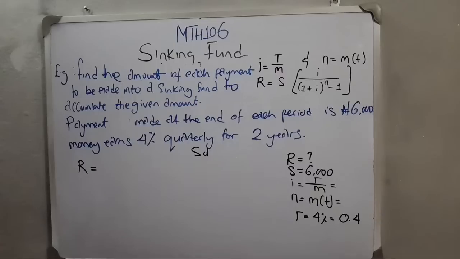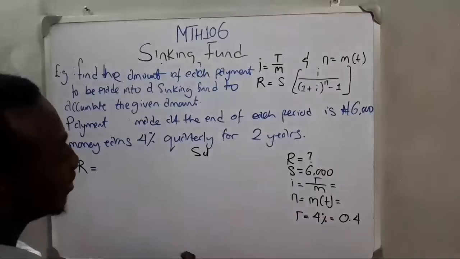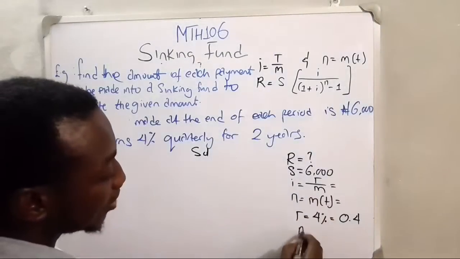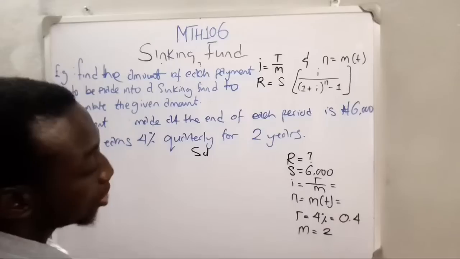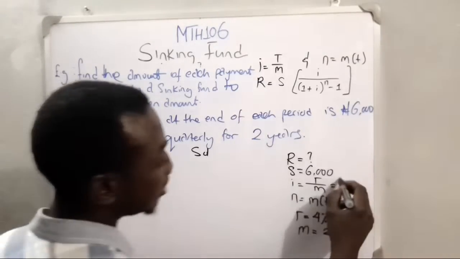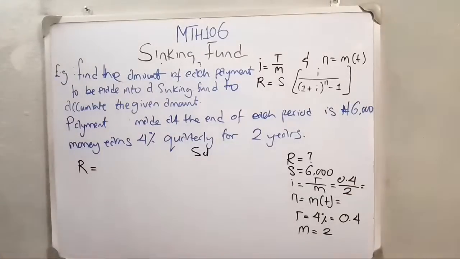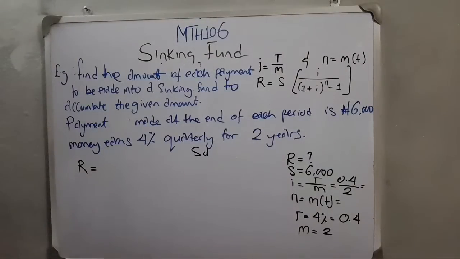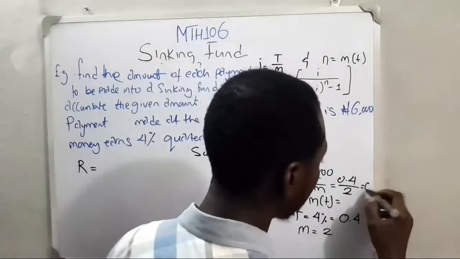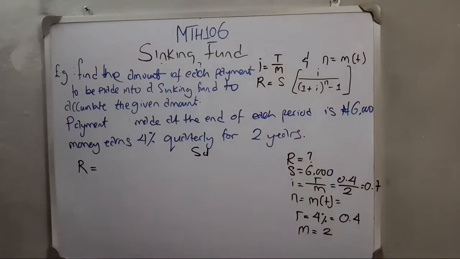Our M is 2 years. The number of years is M, and we said M now is 2. So now that we have our R and our M, we can say I is 0.4 divided by 2 to get our I. 0.4 divided by 2 gives us 0.7. So our I is 0.7.